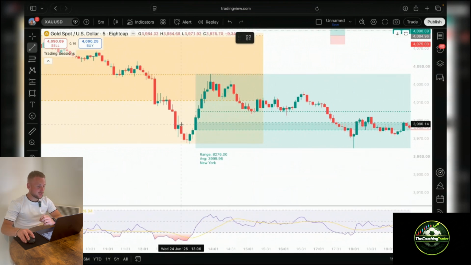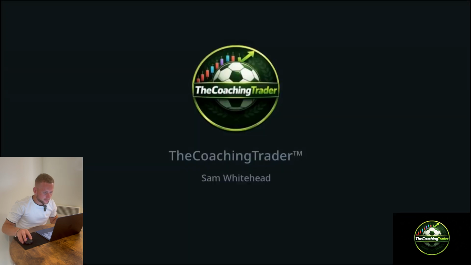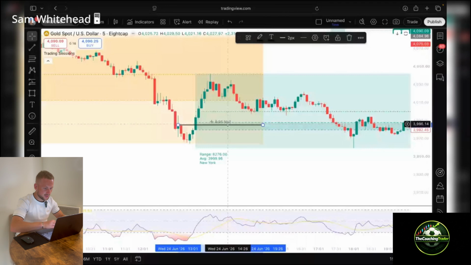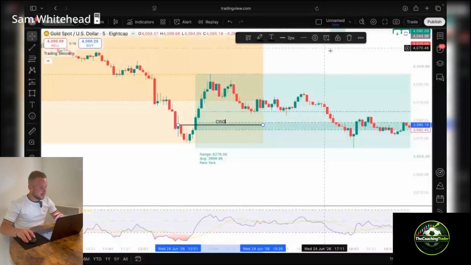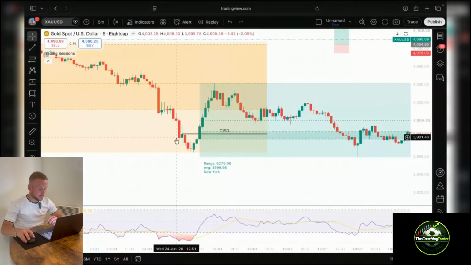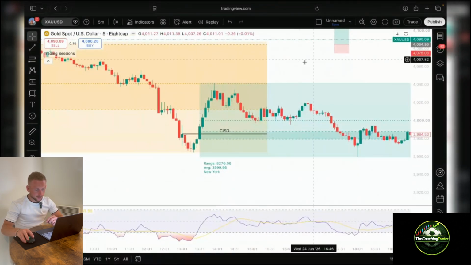And when we use the change in the state of delivery, we highlight the top of the last bullish candle on the leg down. So I would highlight the top of this bullish candle on the leg down, and I would draw it across here like this, and this would give me my change in the state of delivery on the 5-minute time frame. This candle is displaced through the last bullish candle on the leg down.